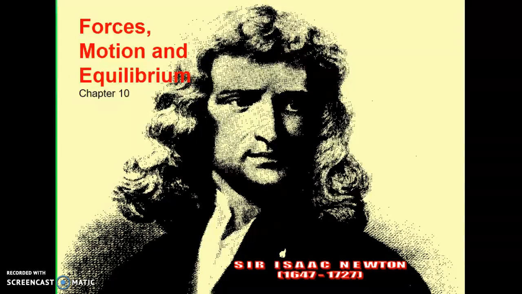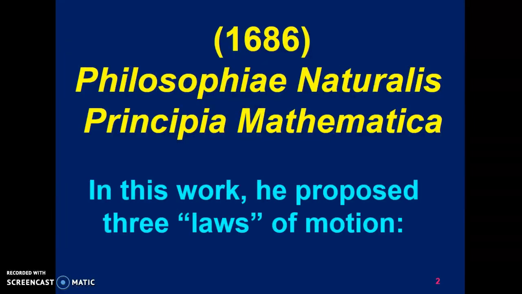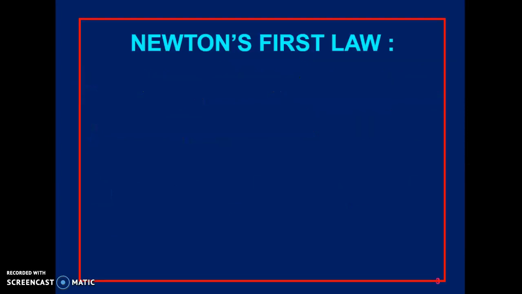So Sir Isaac Newton was an English physicist and mathematician that lived in the late 1600s, early 1700s, and he discovered a few relationships between forces and their effects on different objects. He published them in a book, and the first one you might have heard of before. It's his first law. They're 1, 2, and 3.